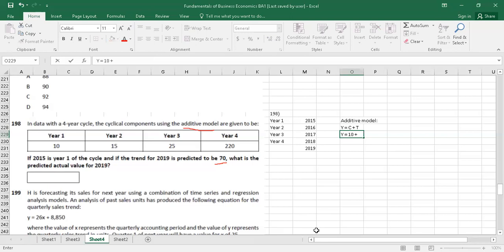Then the trend is 70. So this would be 80. We have that y is equal to 80.